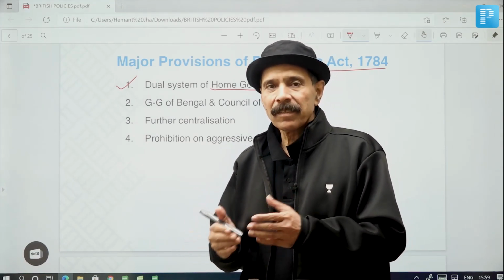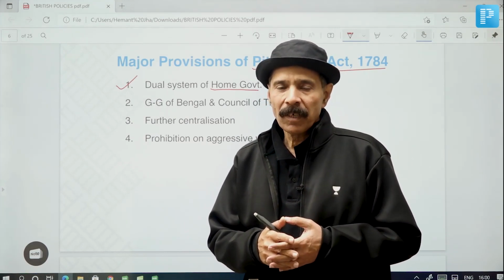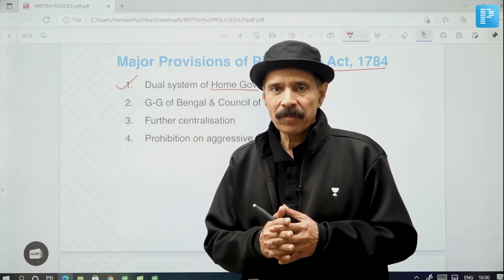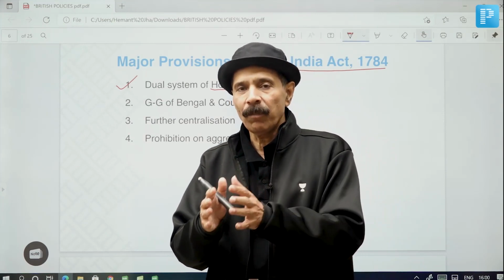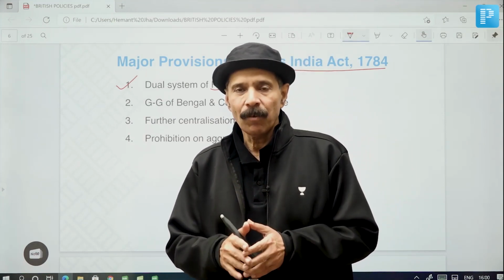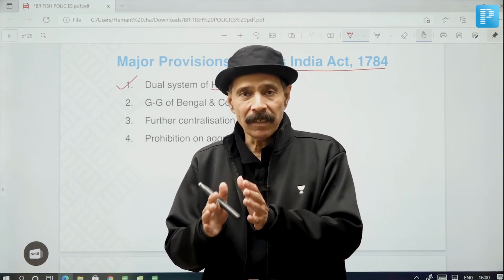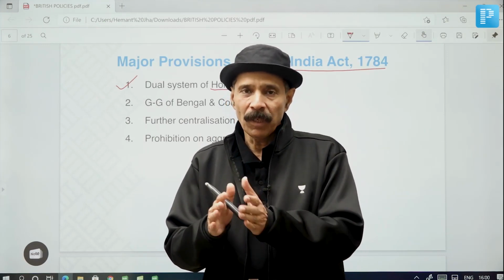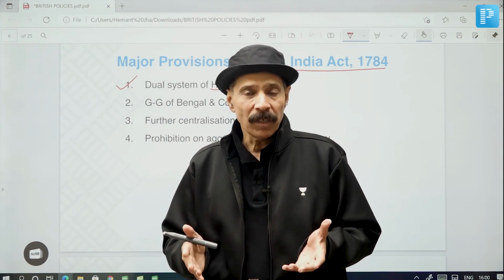But now by this act, a new body was created, that was Board of Control. And the jurisdictions were separated. Earlier, Court of Directors had jurisdiction over all matters. And all matters means trade and commerce and territory and related judicial, revenue, military affairs of the territory. Now a change was introduced.